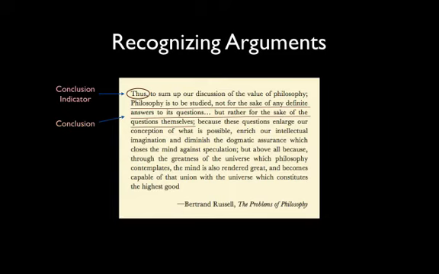Second, look for words such as because, since, and for that announce that the author is giving you reasons for adopting a conclusion. We call these words premise indicators. In this passage, the premises are, first, philosophical questions enlarge our conception of what is possible. Second, philosophical questions enrich our intellectual imagination and diminish our dogmatic assurance, which closes the mind against speculation.